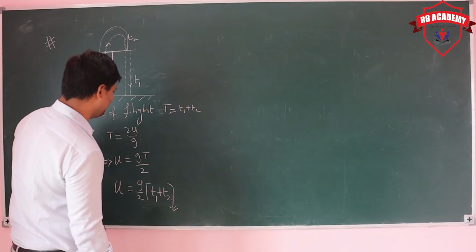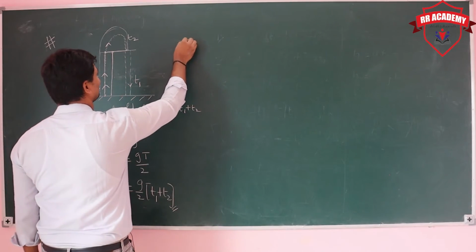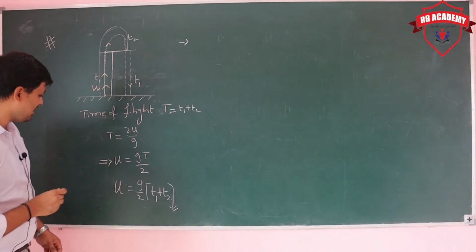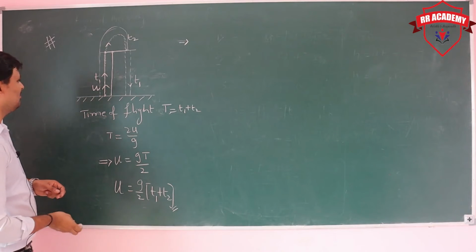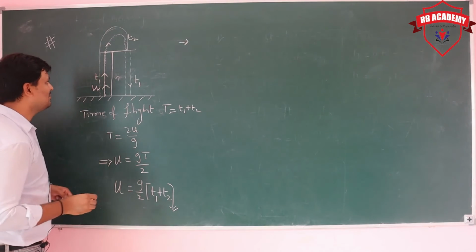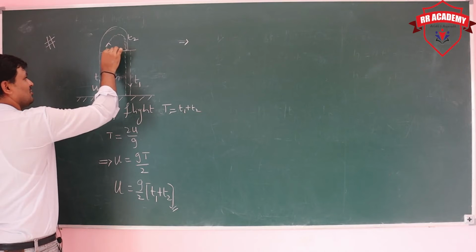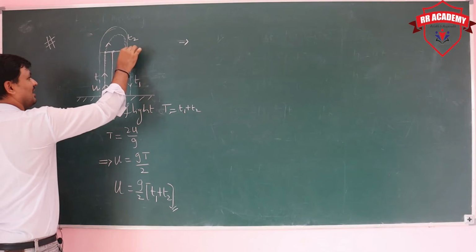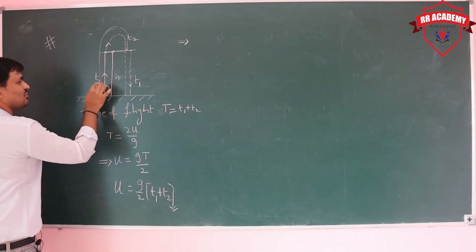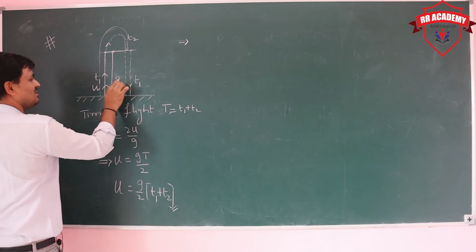Next, you have to find the value of h. So to find the value of h, this value we need to get. So generally, how much time taken to get the body to the point? How much time taken? t1 time. How much displacement?